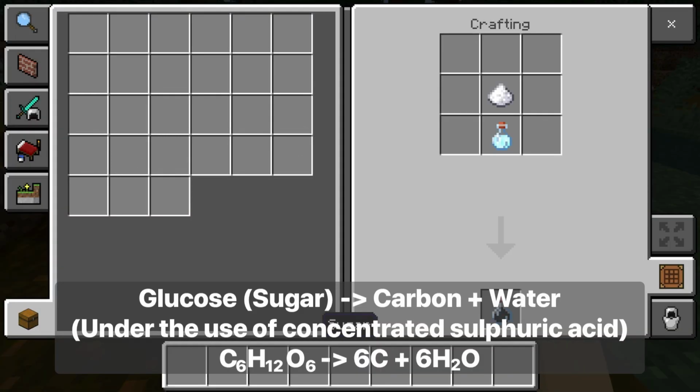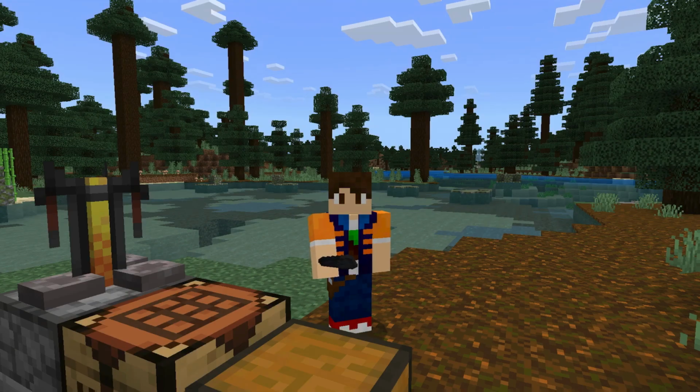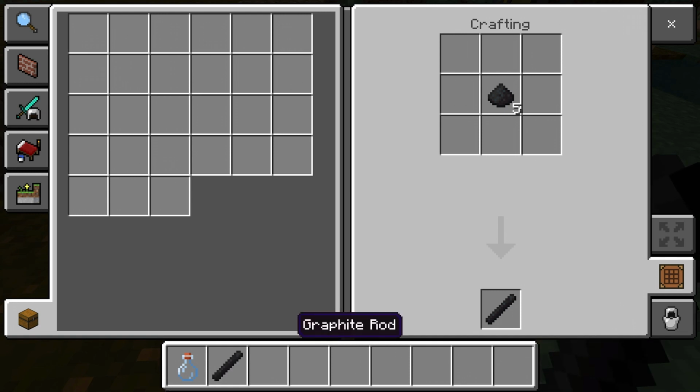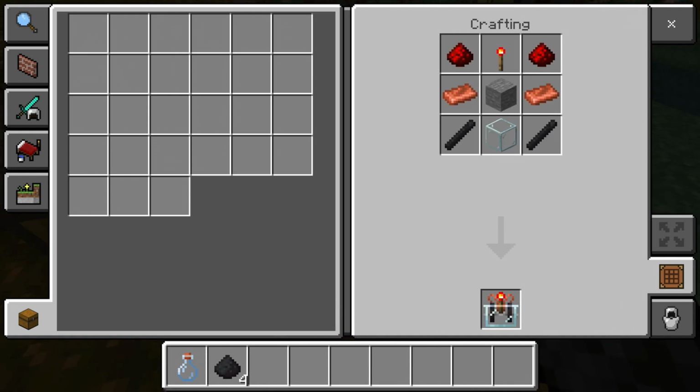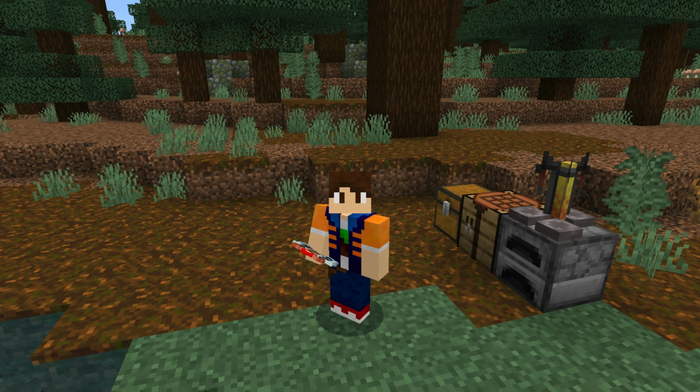You can also use sulfuric acid to dehydrate sugar, which in turn turns into carbon. You can also get carbon by crafting it from coal or charcoal, and with carbon, you can also use it to make a graphite rod. And with the graphite rod, you can use it to make a special item I like to call an electrolysis apparatus. Now, this part might be a bit confusing, so let me explain it for a bit.